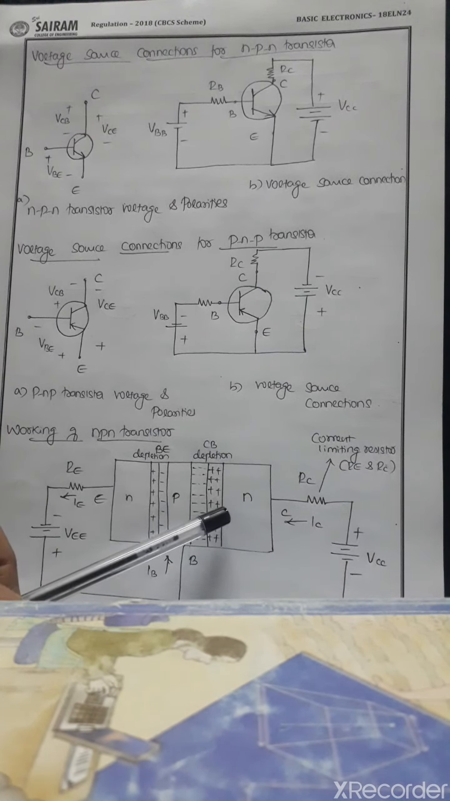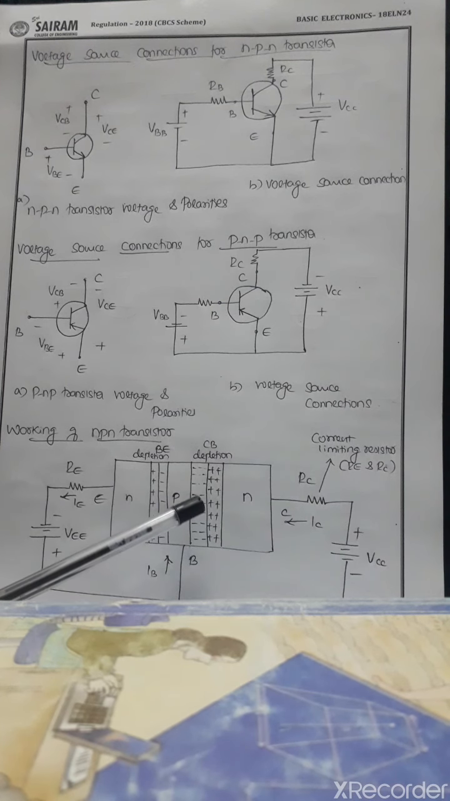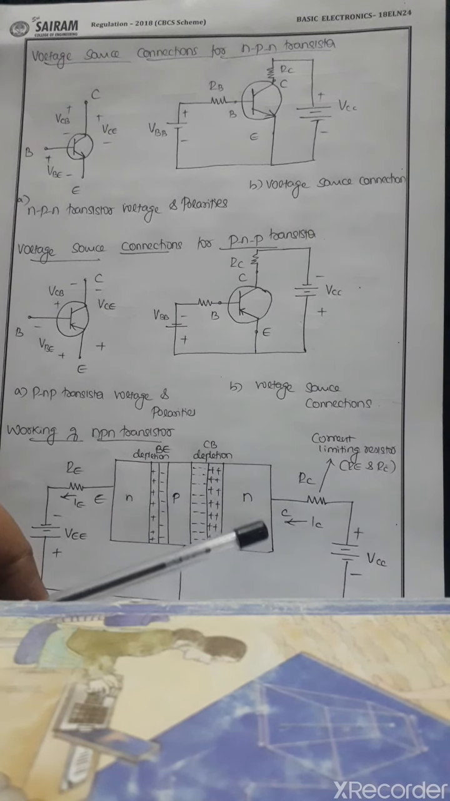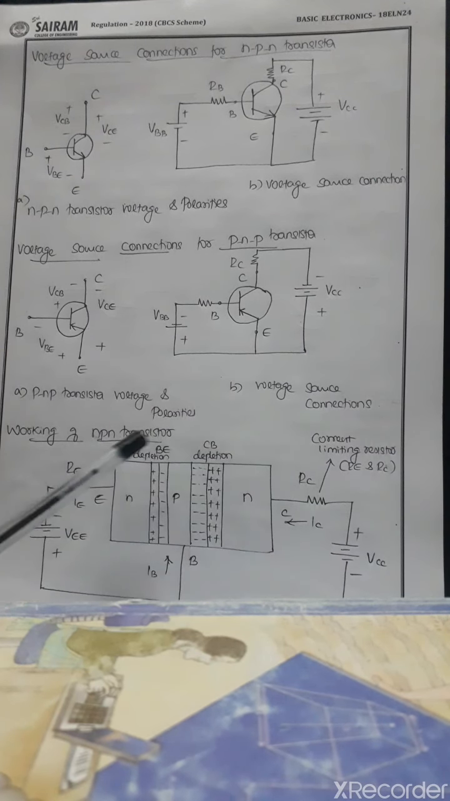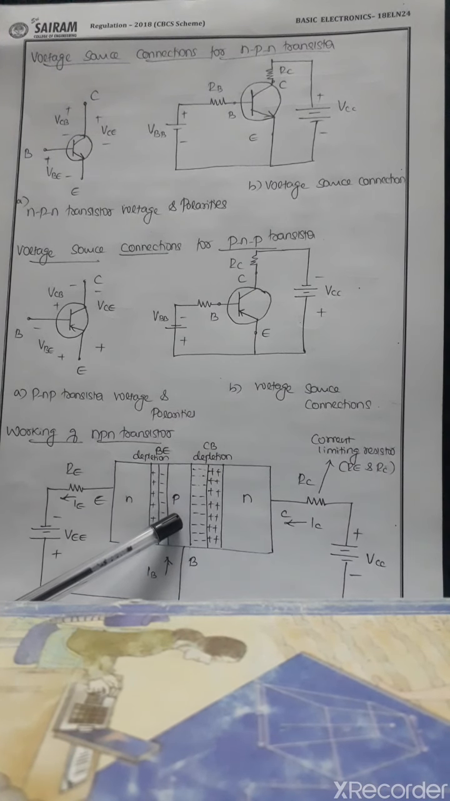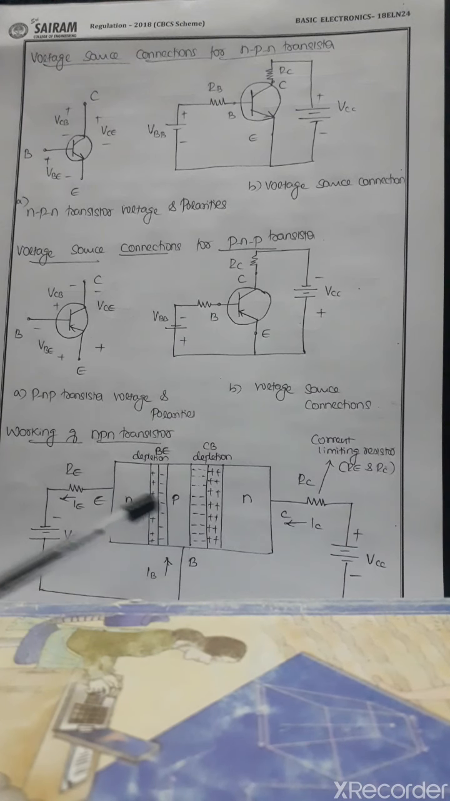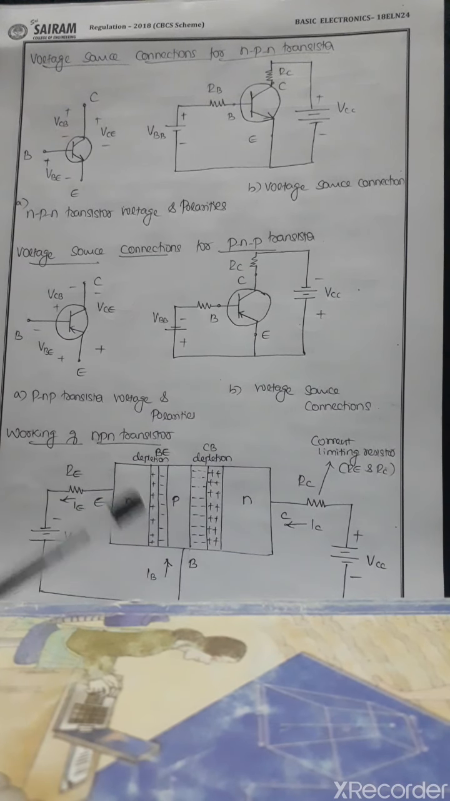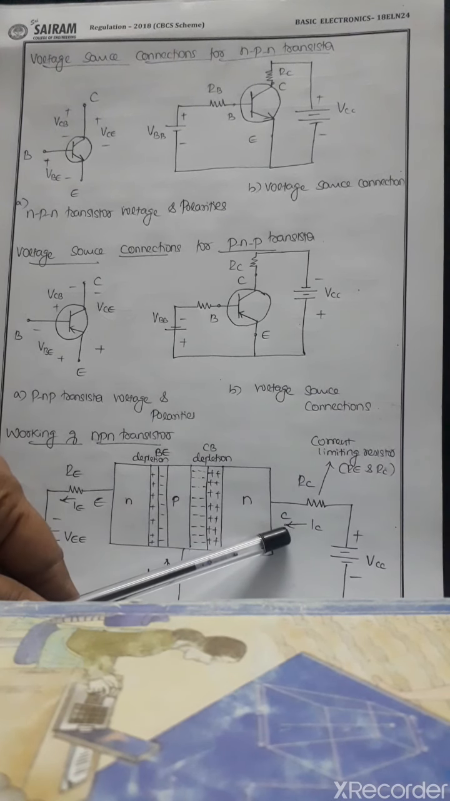Thus, the electron flow constitutes the dominant current in an NPN transistor. That is, in an NPN transistor, the current flow is due to the flow of electrons. Since most of the electrons from the emitter flow into the collector circuit and very few combine with holes in the base, the collector current, if you see, will be larger when compared to the base current. Thus, we can write it as IE equals IB plus IC. That is, the emitter current is the sum of the base current and the collector current.